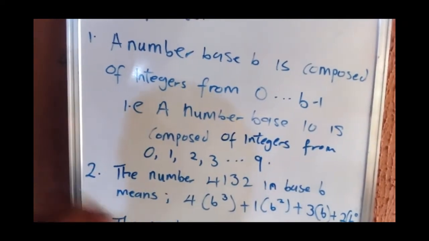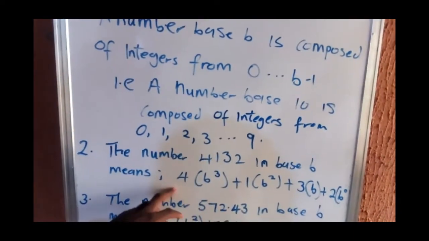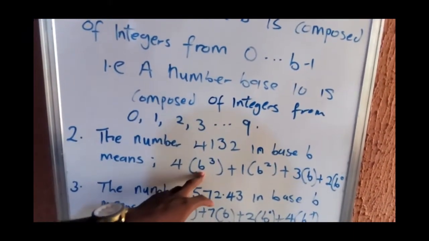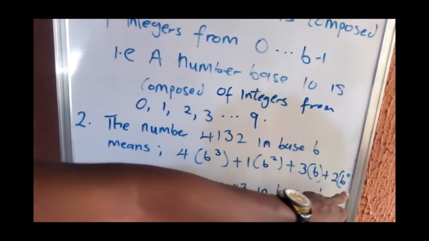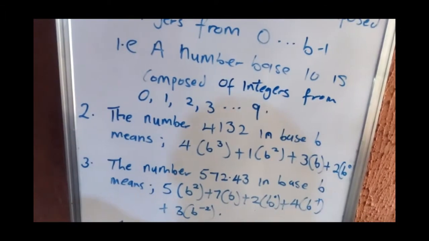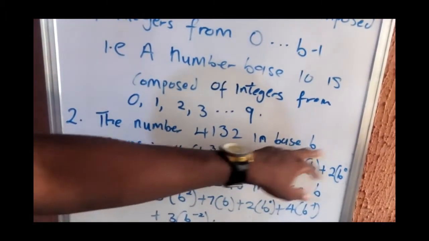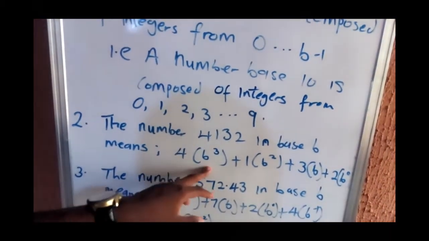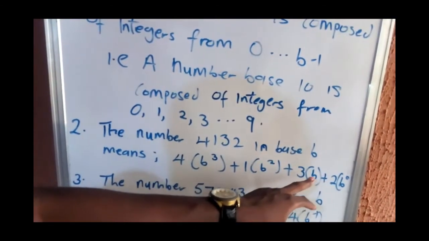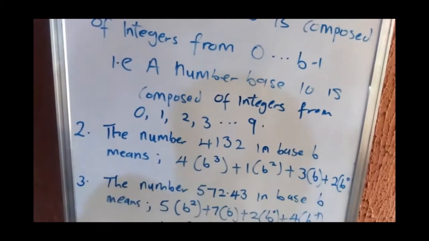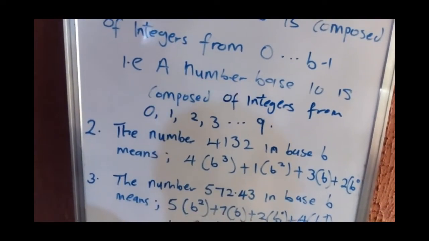You need to also know that this number in base b means 4 times b raised to power 3, plus 1 times b raised to power 2, plus 3 times b, plus 2 times b raised to power 0. What I mean by that is, if this number is in base 10, it means 4 times 10 raised to power 3, plus 1 times 10 raised to power 2, plus 3 times 10, plus 2 times 10 raised to power 0. And I want you to also note that anything raised to power 0 is 1. I don't want you to forget that.